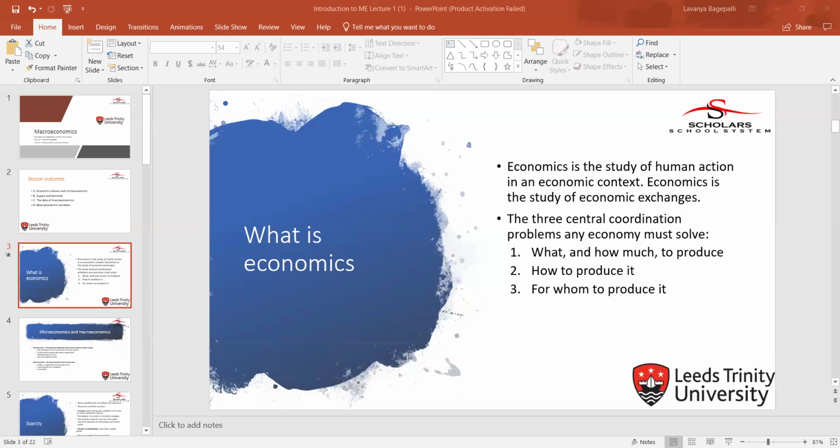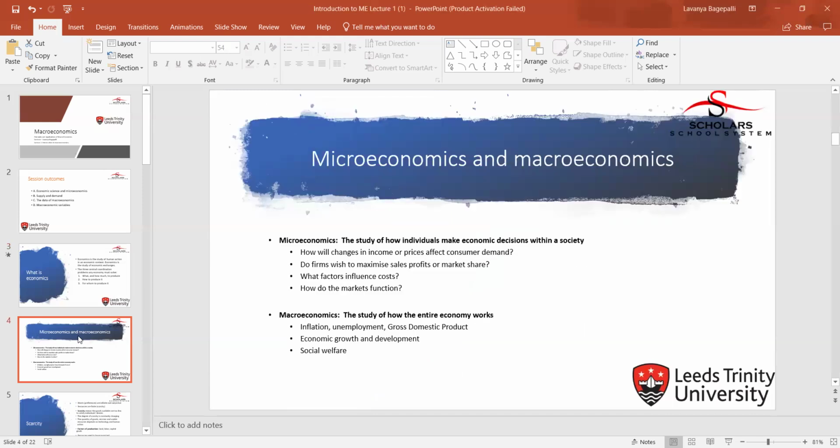Now, let me move on to the next topic, and that is macro and microeconomics. When we're talking about economics, we have two different types. If you look at the slide, microeconomics is the study of how individuals make economic decisions in the society, and macroeconomics is the study of how the entire economy works. To put it in simple words, there's a very thin line of difference between micro and macroeconomics. Micro means something which is small, right? So, when we are studying microeconomics, we are only going to look at how individuals are making economic decisions in a society.